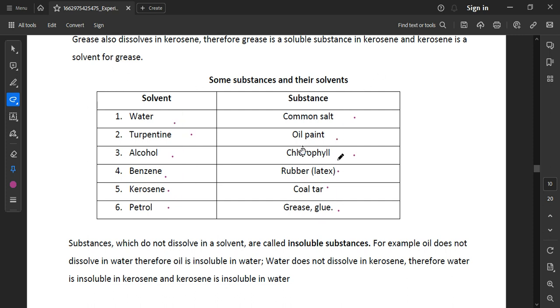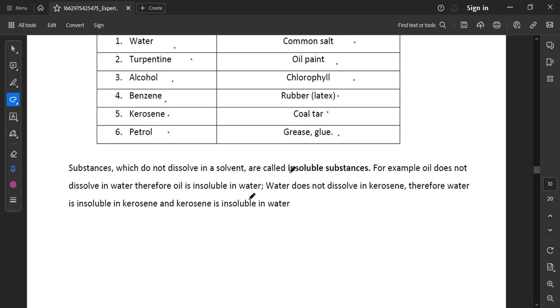Substances which do not dissolve in a solvent are called insoluble substances. For example, oil does not dissolve in water, therefore oil is insoluble in water. Water does not dissolve in kerosene, therefore water is insoluble in kerosene, and kerosene is insoluble in water.